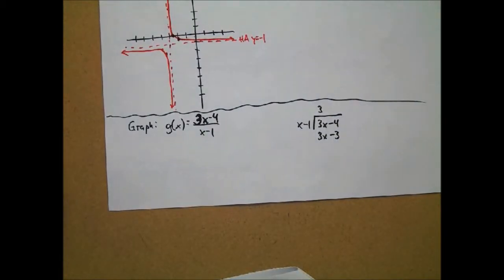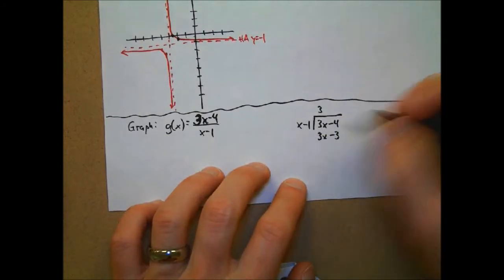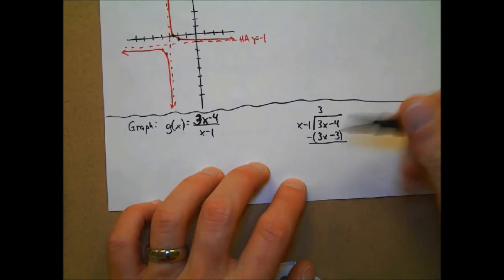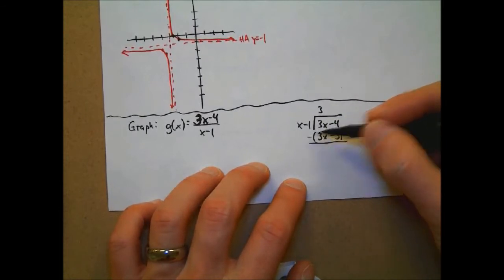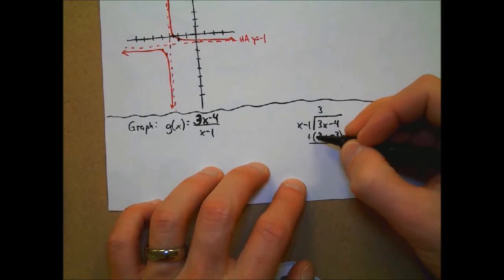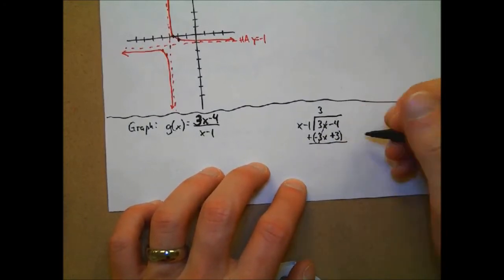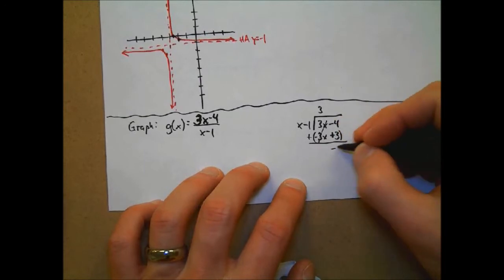Right? So far, so good? Okay. What do we do now? We subtract, right? And I'm going to distribute the minus sign. So instead of doing minus this quantity, I'll do plus the opposites. And so those cancel. And then negative 4 plus 3 is negative 1. So I have a remainder of negative 1.